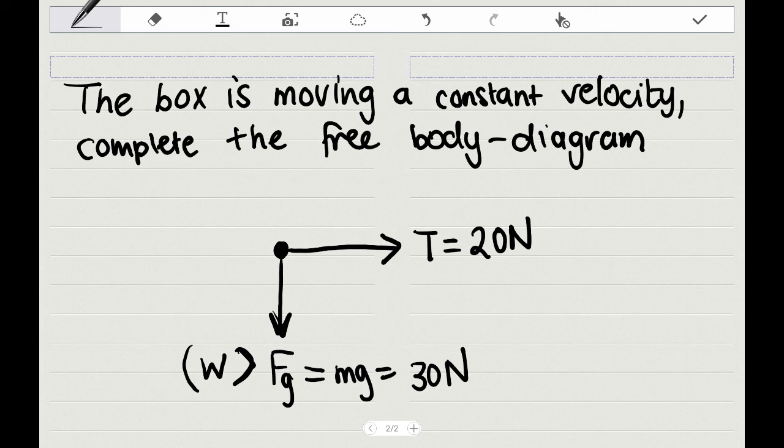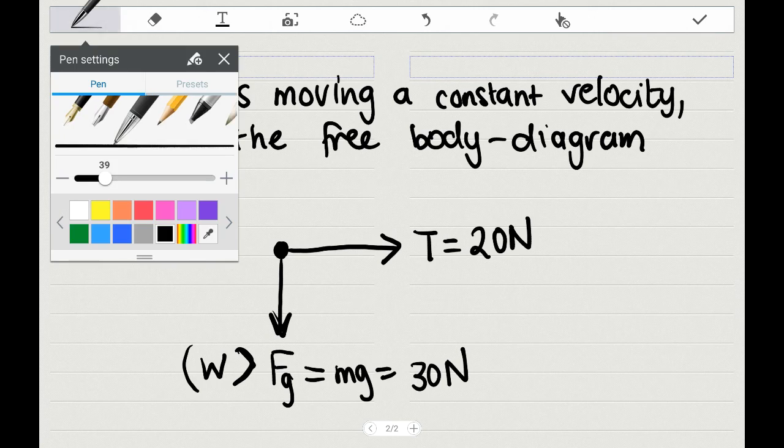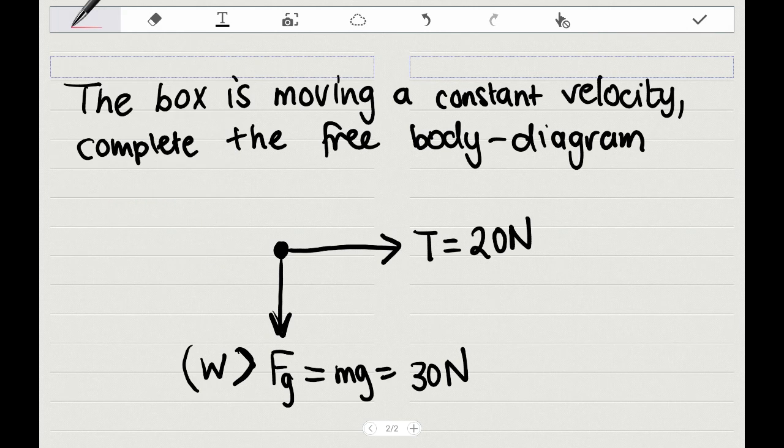So let's say they gave us this situation and we had to complete the remaining forces over here. What they've given us is there's a tension in the rope of 20 newtons, and there's a gravitational force of 30 newtons. Now, the question has been set in such a way that it is moving at a constant velocity. So, from what we know from that, the F net is 0 newtons. That means that the sum of the forces on the same plane is 0 newtons.